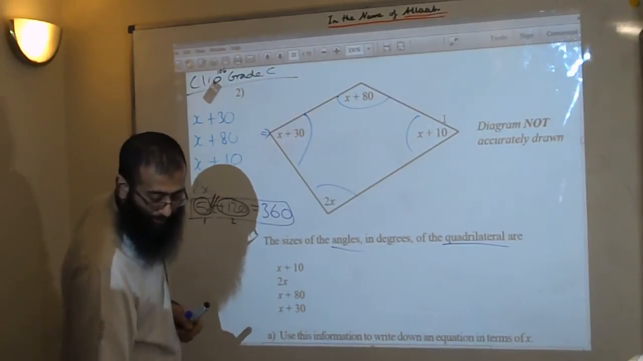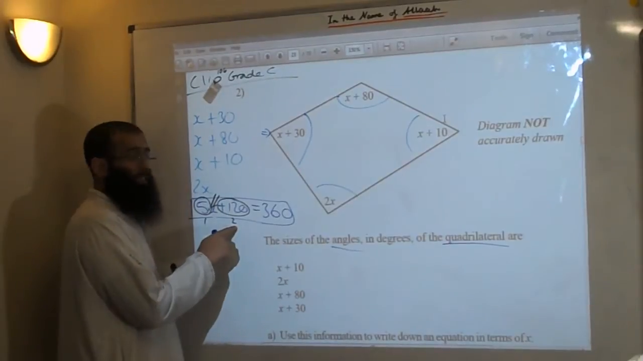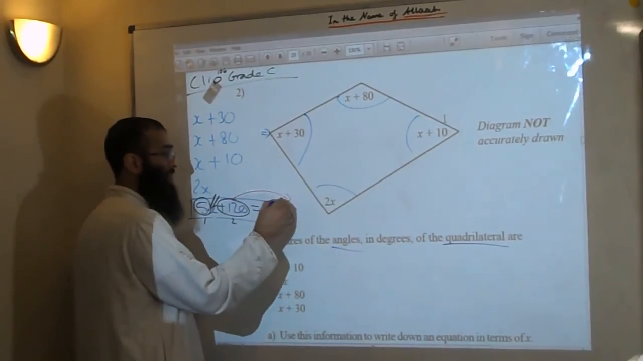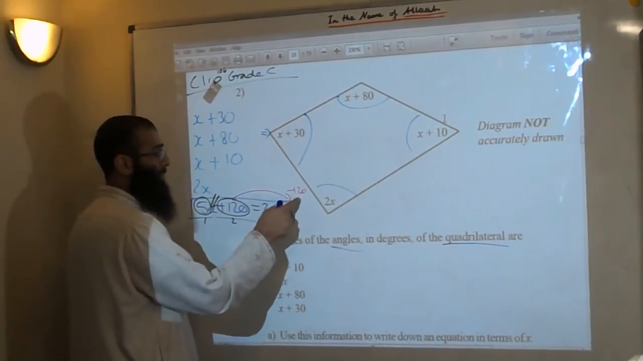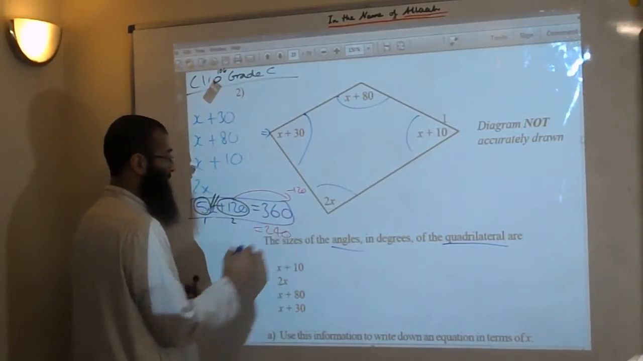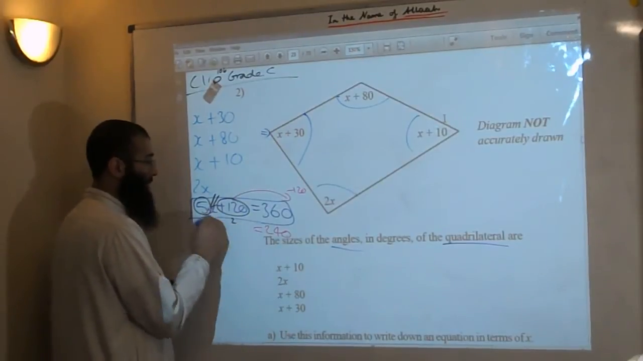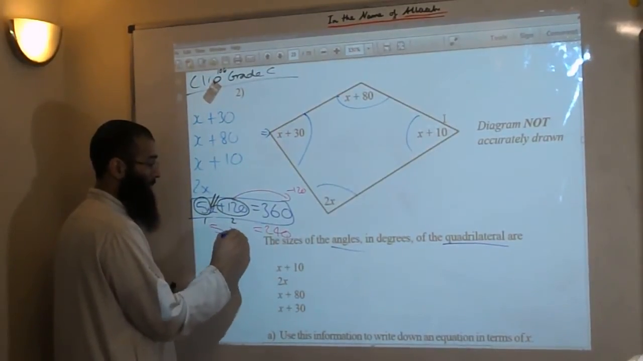So let's change colour here. The second action goes first, that's the last thing done. The opposite of add 120 is minus 120. So we have 360 minus 120, which gives us 240. The 5x, I'm just going to copy it down over here.